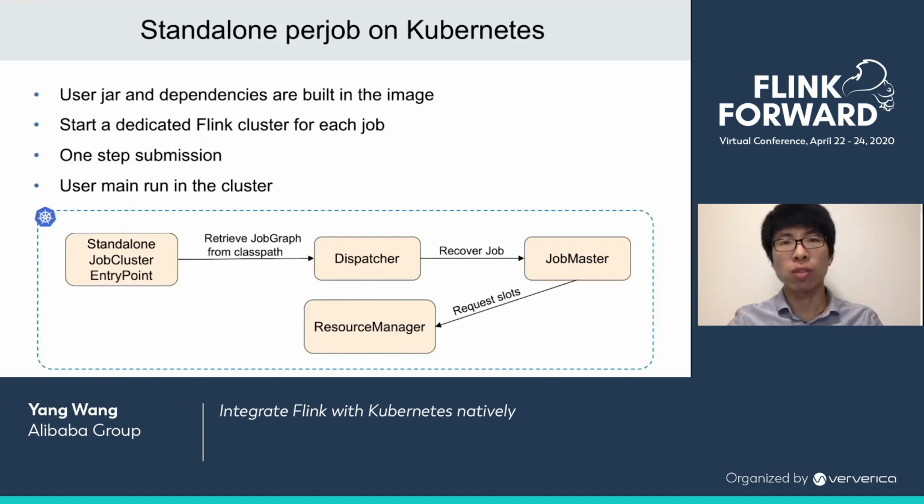Next, we come to the first improvement, standalone job. Mostly it is for isolation. Flink has a standalone job cluster entry point, so we could use it to start up a Flink job cluster. In this case, you need to build your own Docker image to bake in the user jars and dependencies. The job cluster is a one-step submission. We do not need to wait for the Flink cluster to be ready and then submit the job. Another important thing is that the user main code is executed in the cluster, not on the client side.